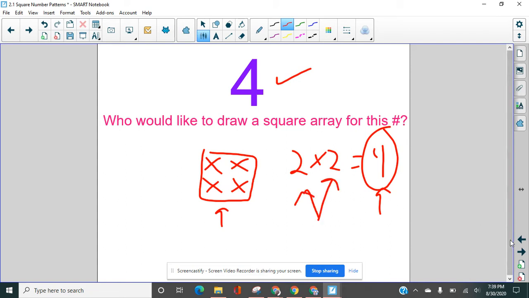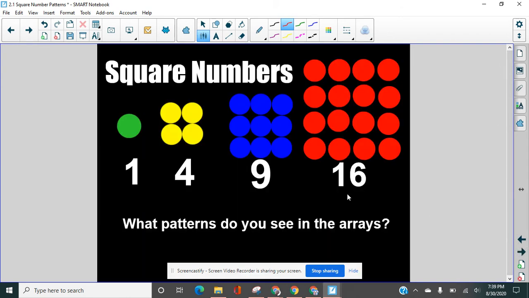All right, let's keep going with this. Here's a pattern, right? So here's our square numbers. We have 1, right? We can make a square out of just 1. We could make a square out of this. This is a square. This is a square. So let's go with patterns. There's lots and lots of patterns here. What pattern do you see in front of you?